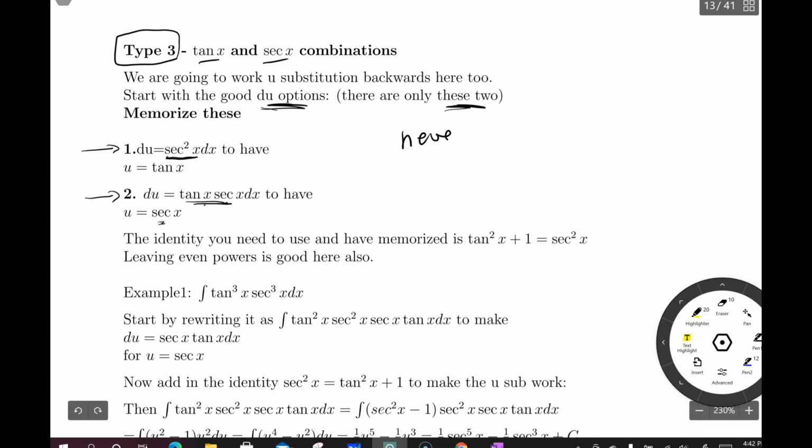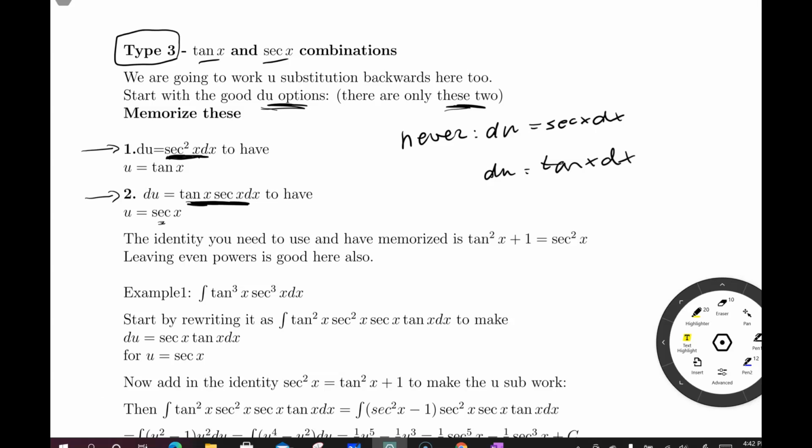So you will never make a du equal to secant x dx. Never. And you will never let du equal tangent of x dx. Never. You're going to let du equal secant squared or du equals secant tangent. Okay, so you want to leave even powers. So when you're looking at an integral, you'll want to say, do I want to pull off two secants or do I want to pull off a secant and a tangent?